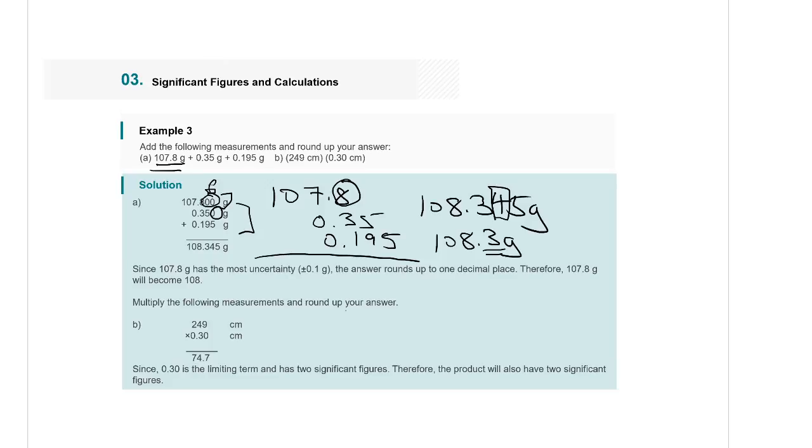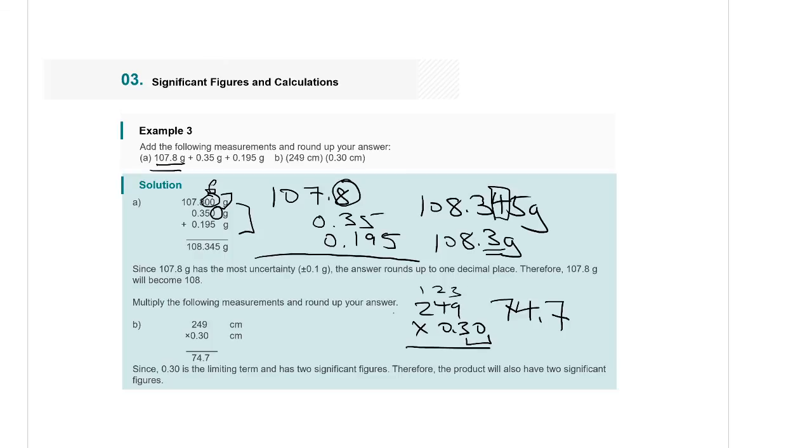We have 249 times 0.30 centimeters. Again, we use a calculator to find the answer, and you should be able to find 74.7. Then we look at significant figures. For 249, we have 3. And then 0.30, the trailing 0 is also considered a significant figure, so we have 2.